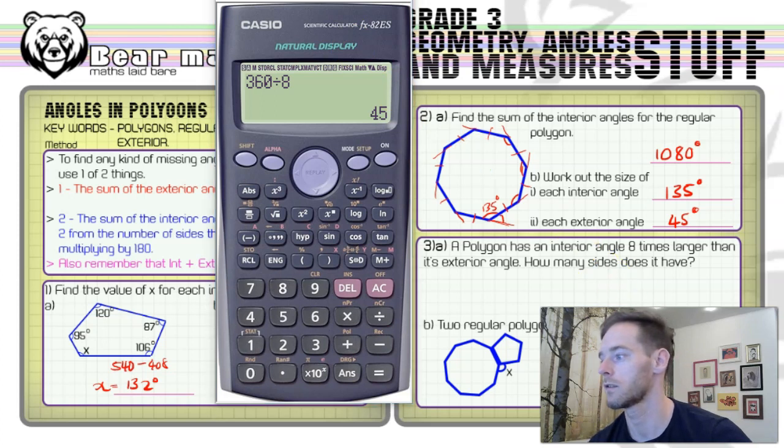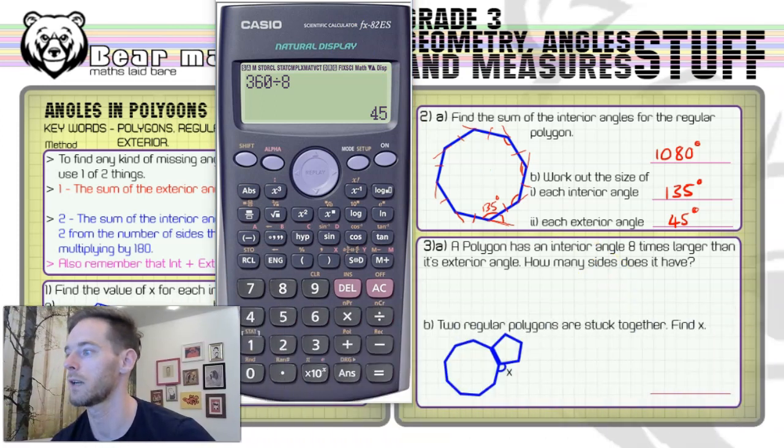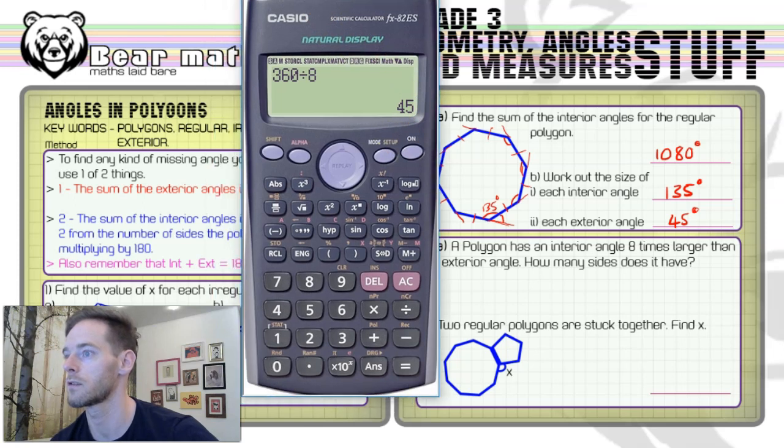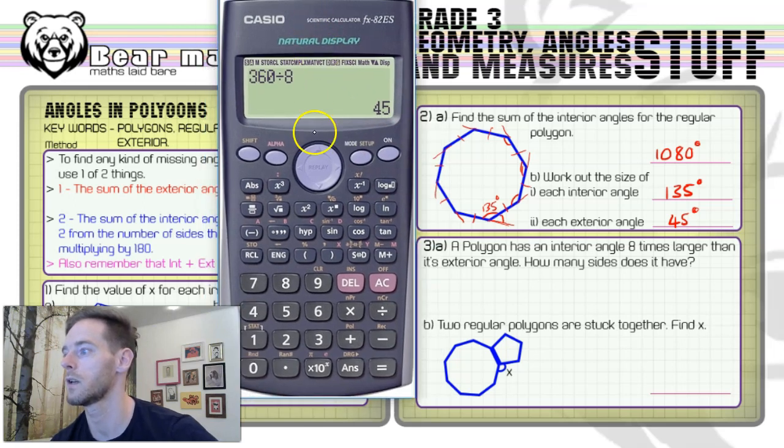Move over to the other side. Get the calculator in a position where I can use it. Just slightly a little bit more over here. There we go. Good stuff.